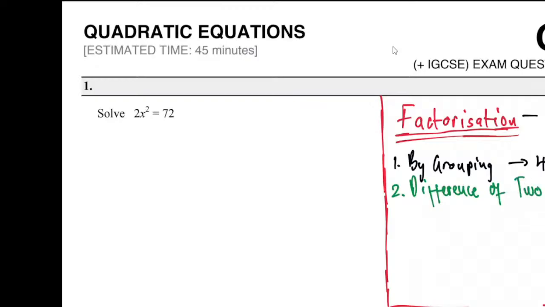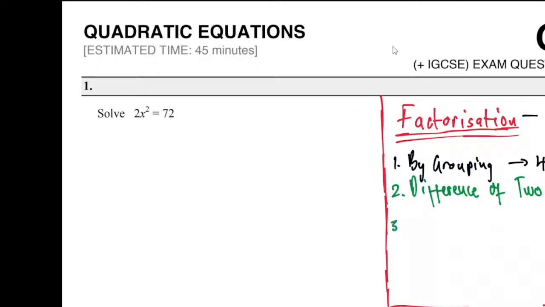We use difference of two squares when we have only square numbers. Square numbers and square terms are answers you get when you multiply a number by itself. 1 times 1, 1. So 1 is a square number. 2 times 2, 4. 3 times 3, 9. 4 times 4, 16. So 16 is a square number. 5 times 5, 25. If you get something like 5x squared minus 25, you use difference of two squares here to factorize.